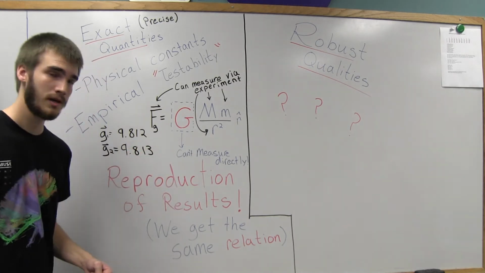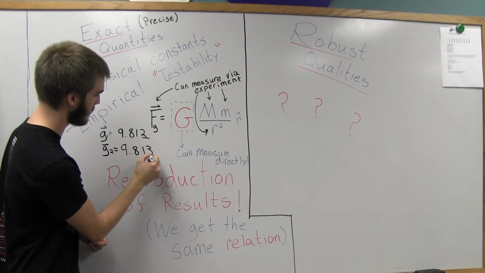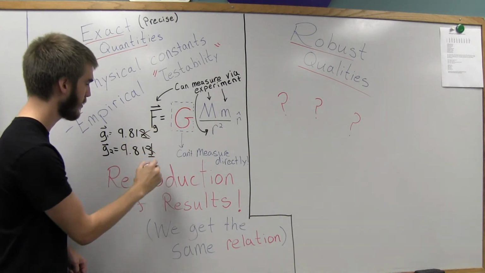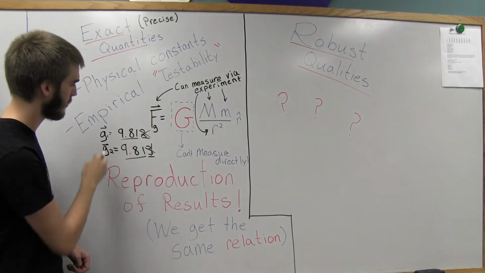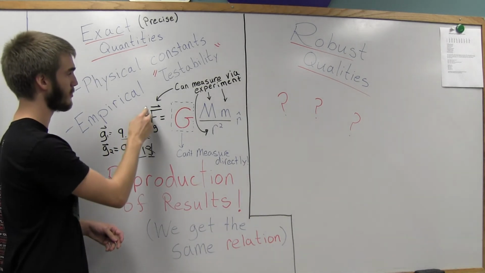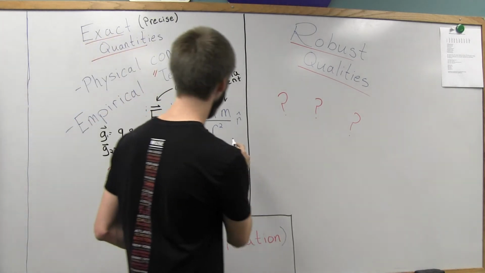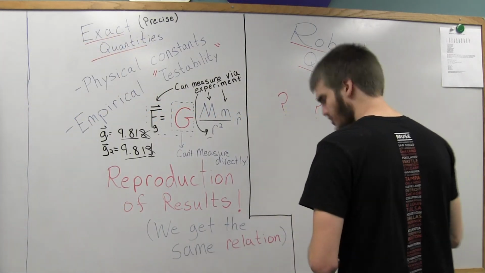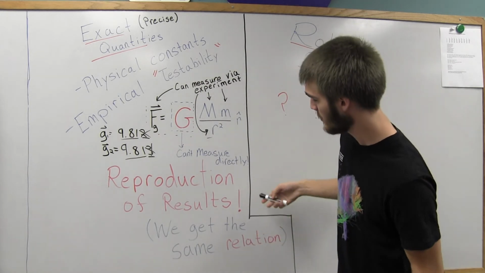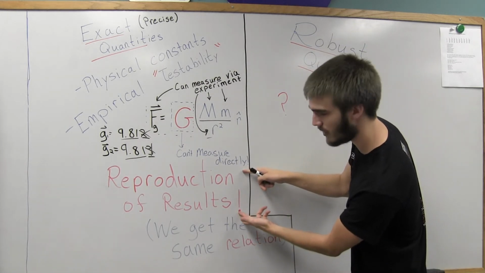We can't agree on this digit. So what we say is that we're just going to leave this digit off, and we can agree on this. That's how we establish the idea that a relation is correct to a certain degree. And the reason this is important is because we can use this relation in other situations.